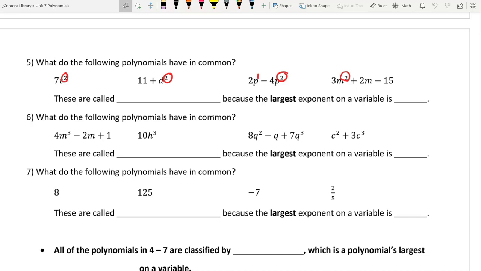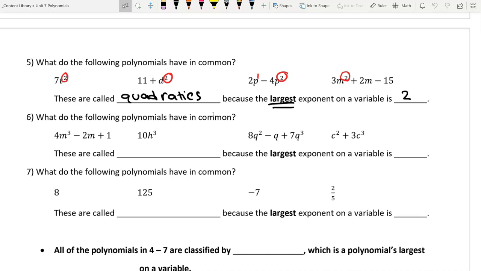These are called good old quadratics. Okay, we will actually have an entire unit on these later on. The reason they're called quadratics is because the largest exponent is 2. I searched through all of those and found a 2 in all of them. That is the highest for them. So that's a quadratic if it's 2.